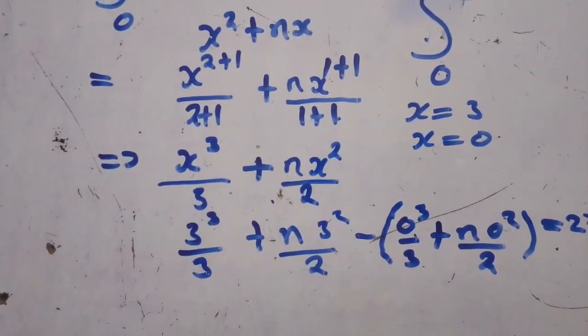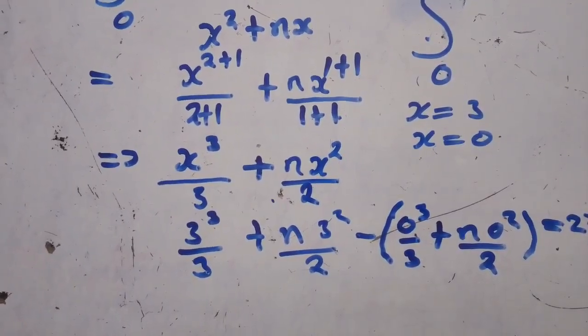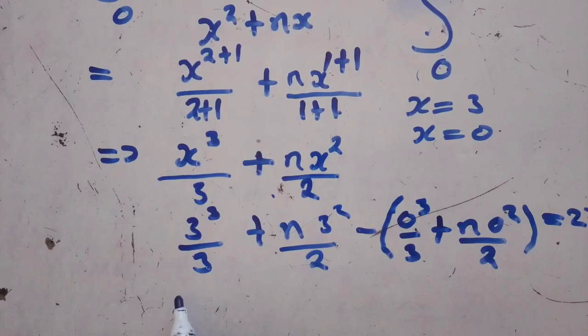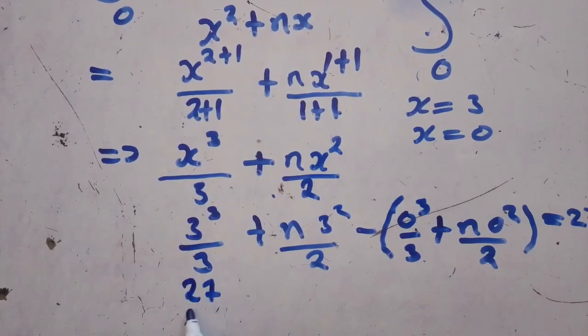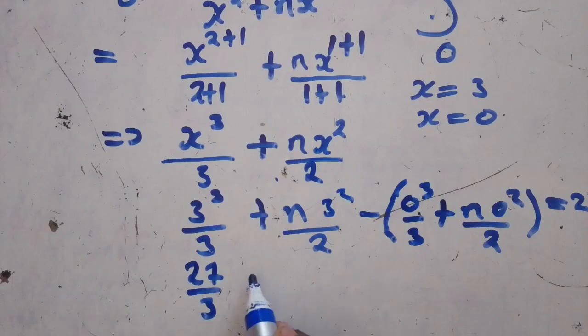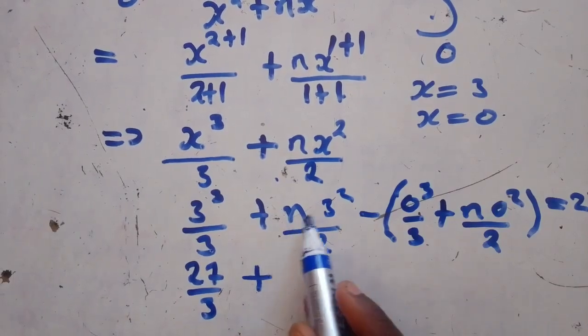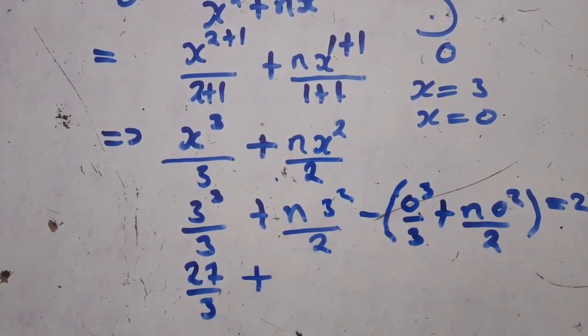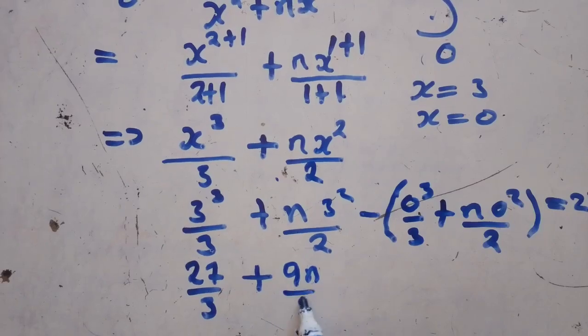So 3 cubed will give you 27. So we are going to have 27 over 3, isn't it? 27 over 3 plus n multiplied by 3 squared. So 3 squared will give us 9. So we're going to have 9n over 2.